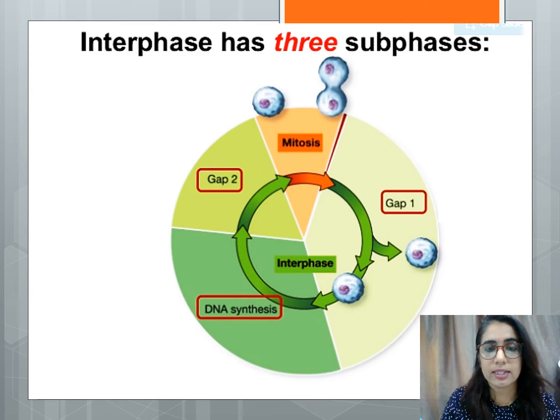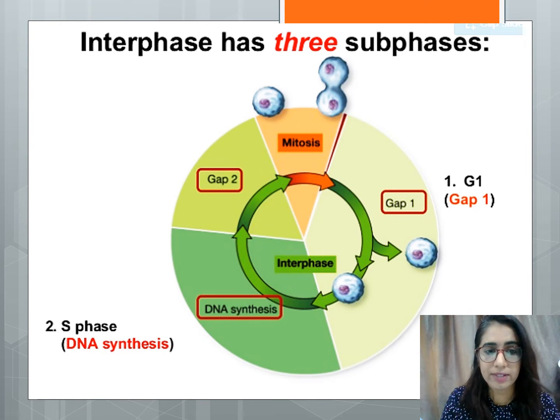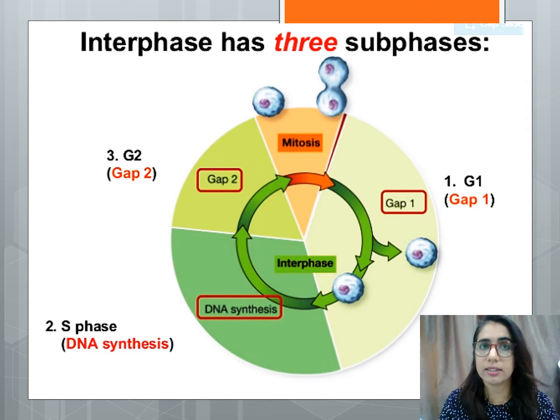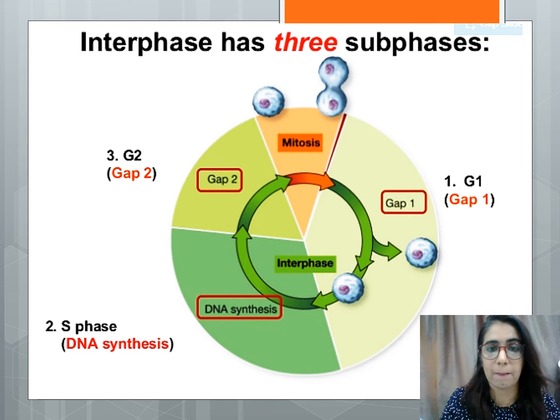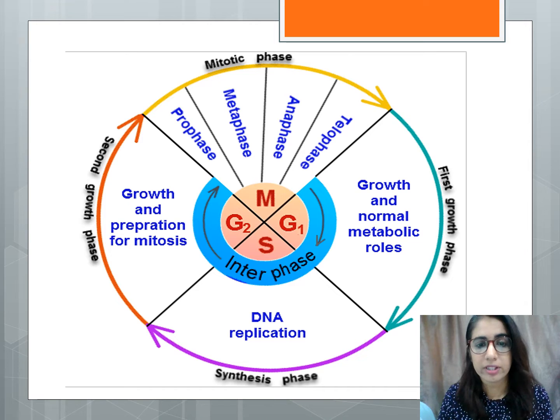Now we'll go through the interphase. G1 is gap 1, the S phase is the DNA synthesis phase, and G2 is the gap 2 phase. So this is the cell cycle. I hope you will draw this diagram in your notes and take note of each phase.